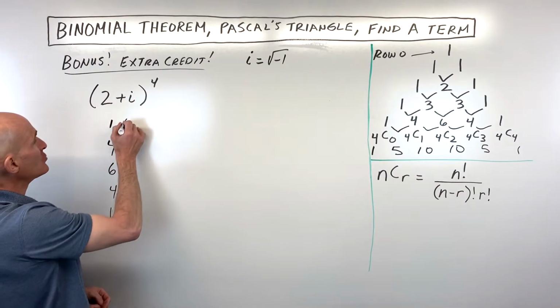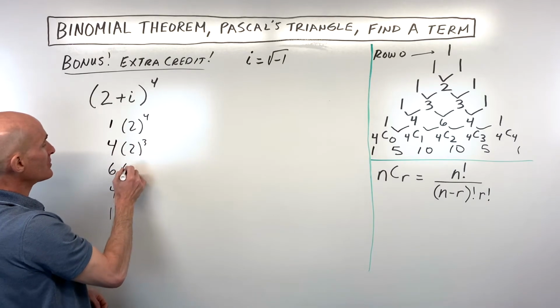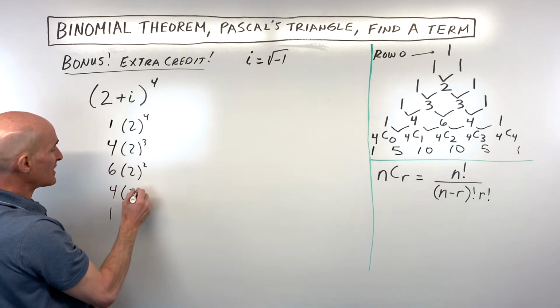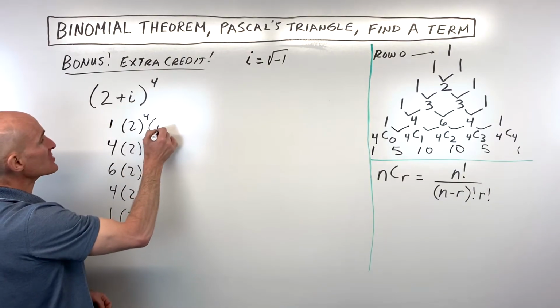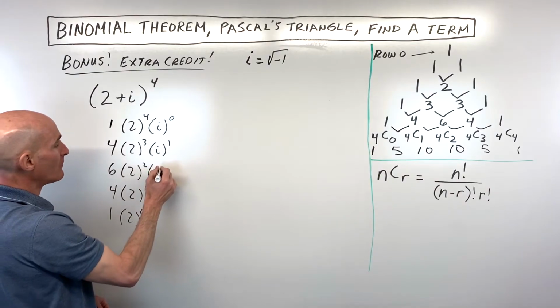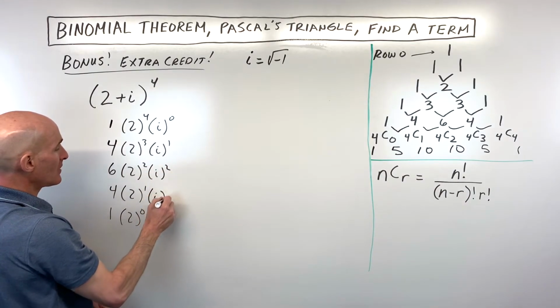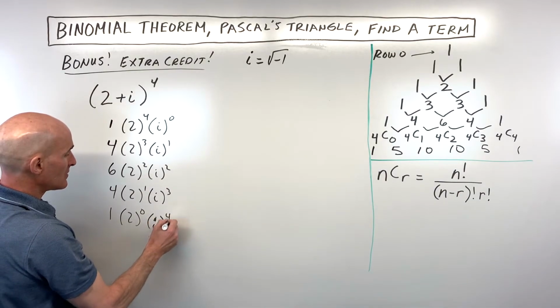And then we have 2, our first term, to the 4th power, 2 to the 3rd, 2 to the 2nd. We're going in descending order, 2 to the 1st, and 2 to the 0. We take our second term, which is i, and we go to the 0th power, and we go in ascending order. We go up. And then all we have to do here is simplify.